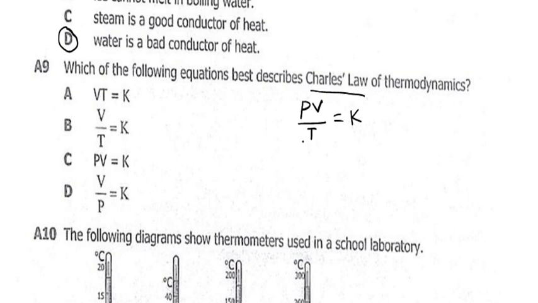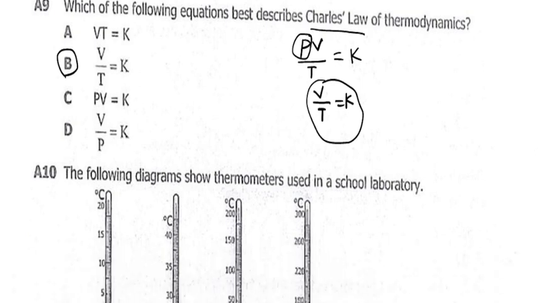Now, in Charles' law, the pressure is kept constant. Meaning if pressure is kept constant, we remain with V over T is equal to K. You should also know the other laws: we have Boyle's law, we have Charles' law. In Charles' law, pressure is kept constant, so this is the equation that would best describe Charles' law. So for question 9, answer choice B is correct.